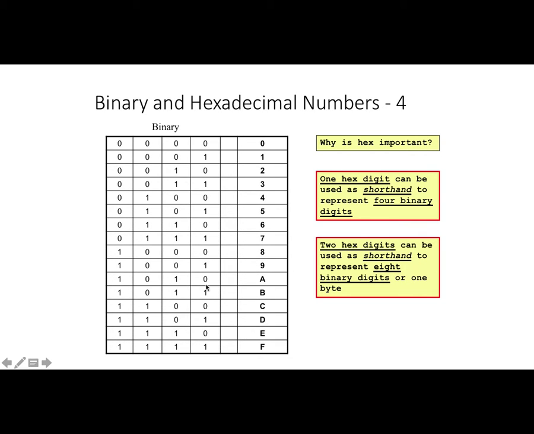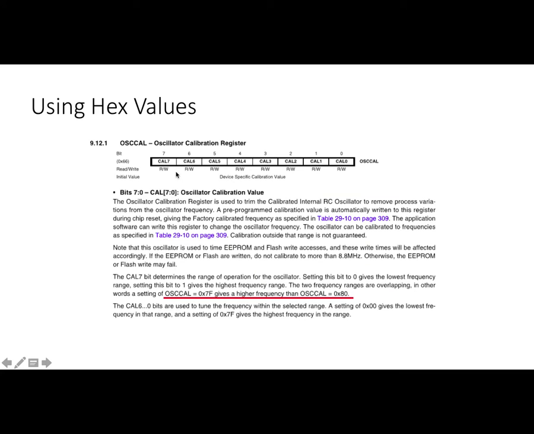So typically what we do is we can set up a little, this is almost like a truth table, binary numbers and then the corresponding hexadecimal equivalents. And each one of these bits corresponds to a specific function in a register. This is the so-called oscillator calibration register. This is used to trim the calibrated internal resistor capacitor oscillator and remove process variations. And you can actually write numbers into this and change that oscillator, although I must admit I've never done it.